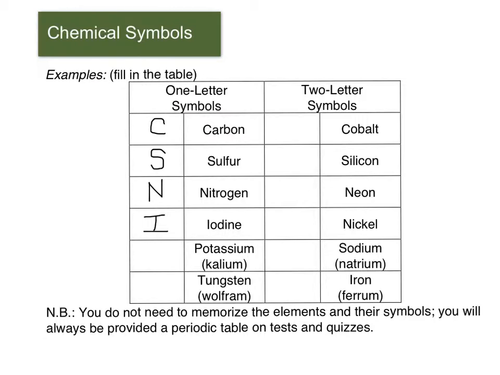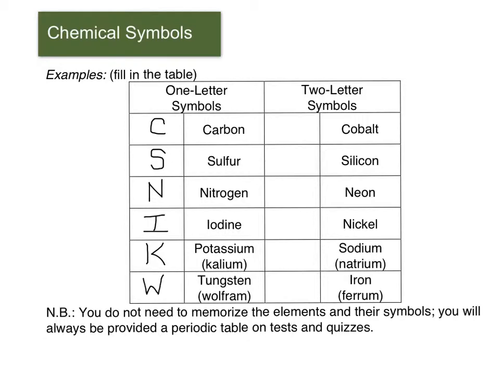Right? The symbol for potassium actually comes from the Latin root of the word, which is kalium. So the symbol for potassium is actually K. It's not P. P is actually phosphorus. And tungsten is another example where the symbol doesn't fit with what we call it, but it comes from the name wolfram, and so the symbol for tungsten is W.